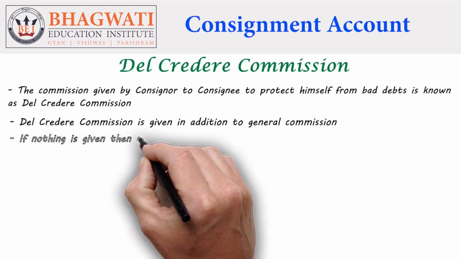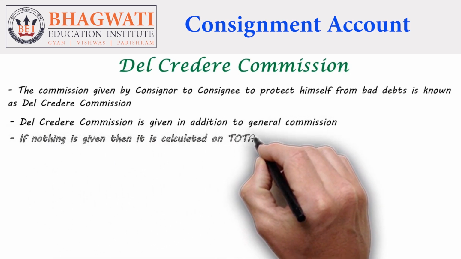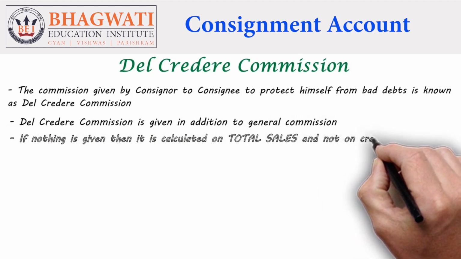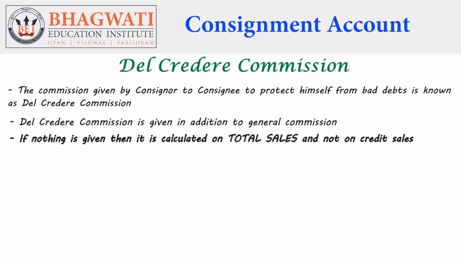Now, one thing that we have to check over here, or rather you have to remember, is that if nothing is given in the question, then del credere commission should be applied on the total sales value, and not on credit sales. Yes, logically it may seem that bad debt is associated with credit sales only, but if nothing is given in the question, then it should be applied on total sales. And it is always advisable to give a note for the same.